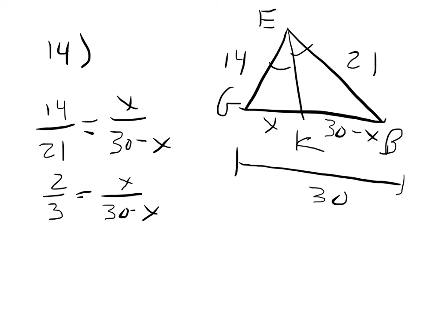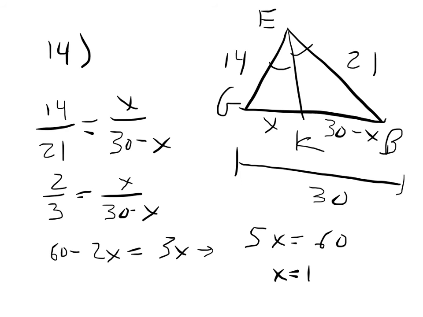Go ahead, use your means extremes product theorem. You get 60 minus 2X equals 3X. That leads you to 5X equals 60, X equals 12. And the question was to find GK, and GK is X, so X is 12.